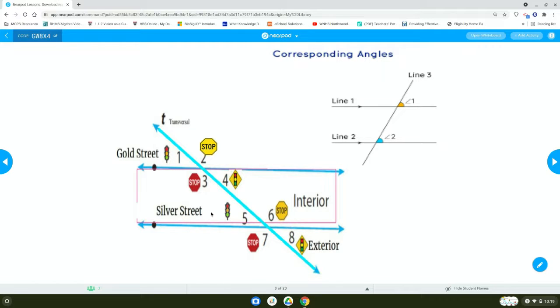When you go to Silver Street, right below the Silver Street, on the left side, you also find a red stop sign. So angle 3 below the line is corresponding to angle 7 below the line on Silver Street. So those two are corresponding angles. So what are corresponding angles? Angles found in similar positions on two parallel lines.